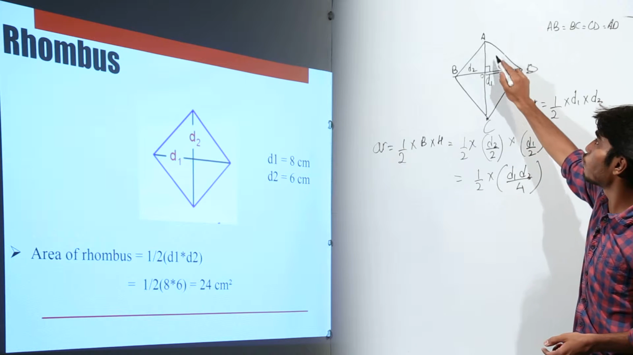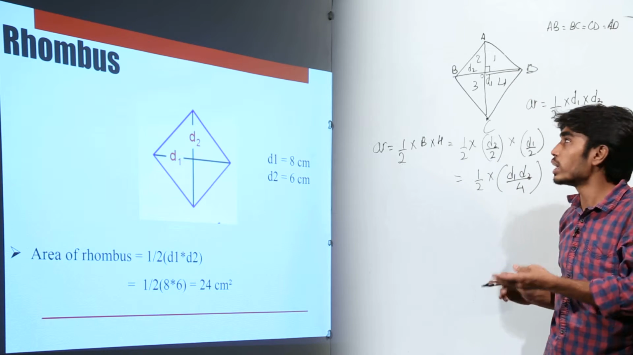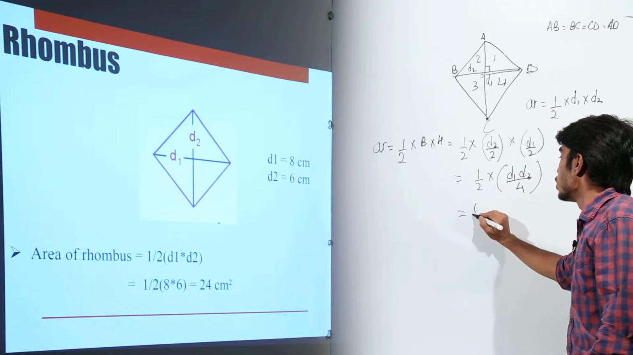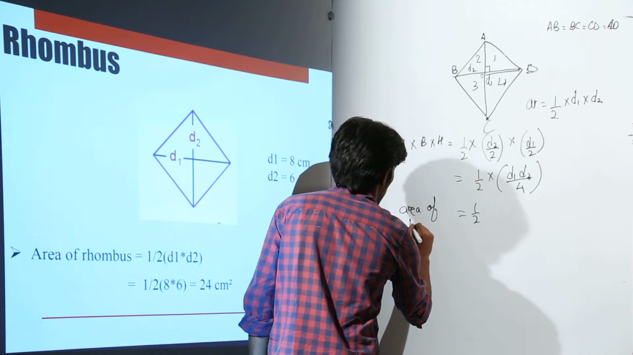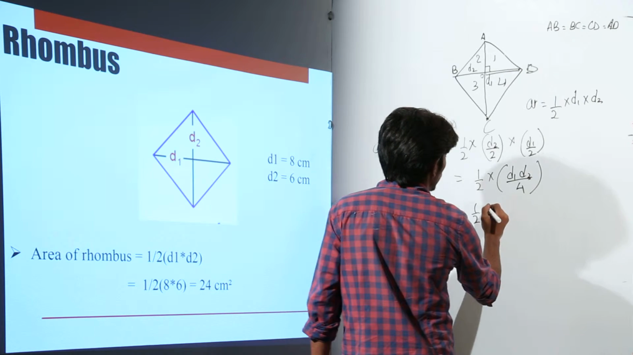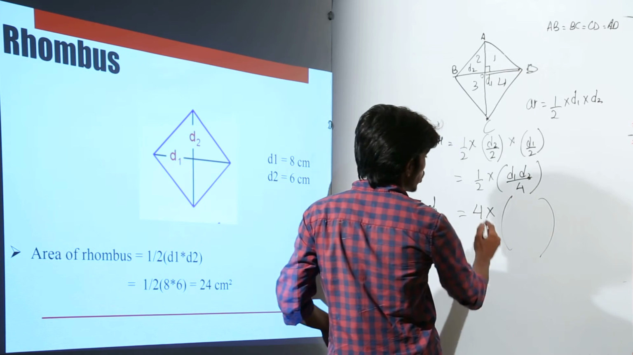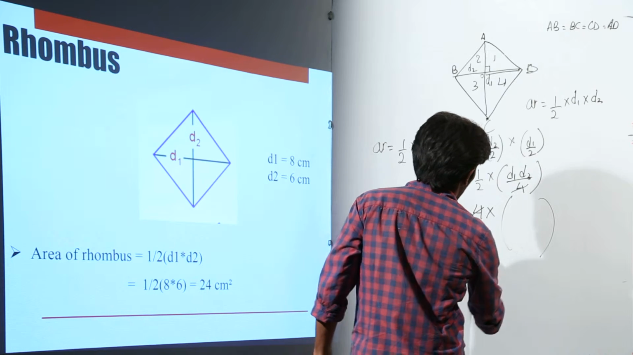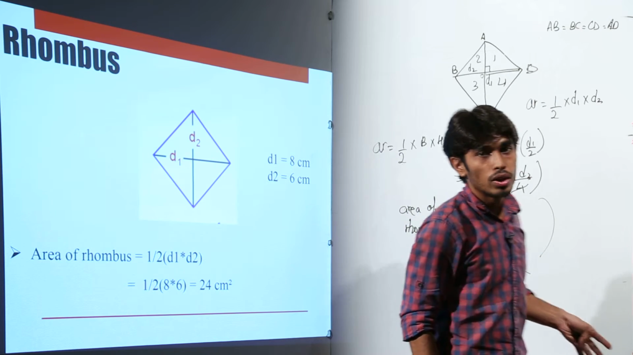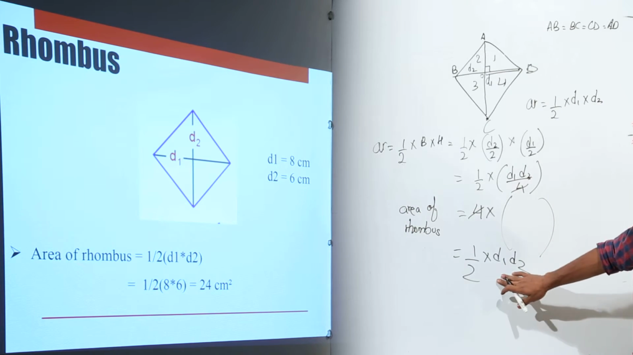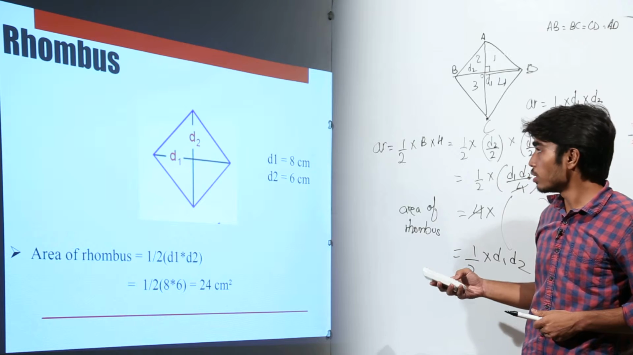So if I have to calculate the area of all the 4 triangles, I have to multiply by 4 to get the area of the rhombus. So the area of rhombus is 4 times the area of the triangle. So this 4 and this 4 cancel out, and we get half into D1 into D2. So here we have proved that the area of a rhombus is half into the product of the diagonals. Now let's do one question on this concept.